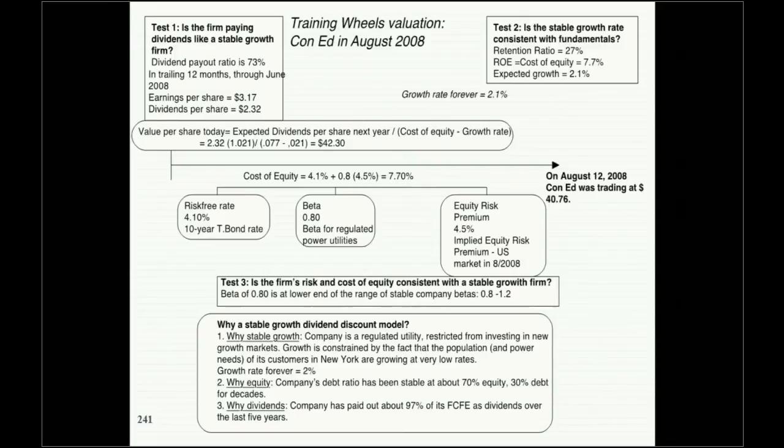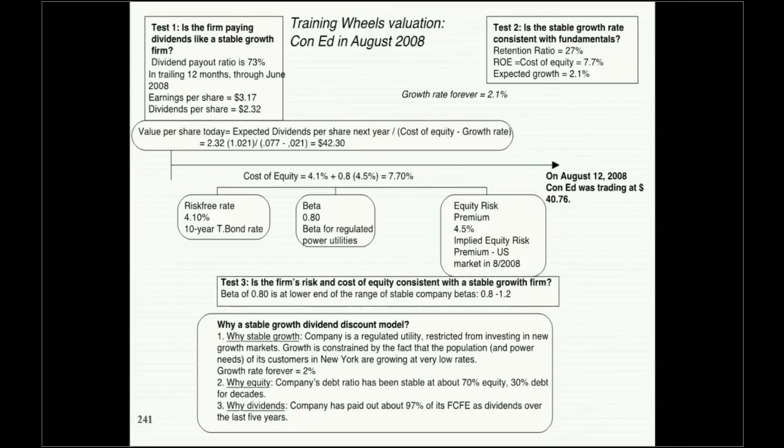I'm going to value the company using a dividend discount model. Might as well do it, right? This is a company that pays out roughly its free cash flow to equity as dividends. I'm going to use a stable growth model. Why? It's a regulated utility in New York City. You see why it matters? If you had a regulated utility in the mountain states, maybe you can talk about population growth, but here none of those things can bail you out. And so I'm going to use a stable growth dividend discount model to value this company, which means all I need is three numbers, right?